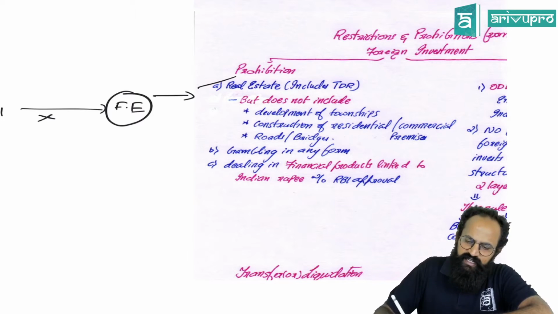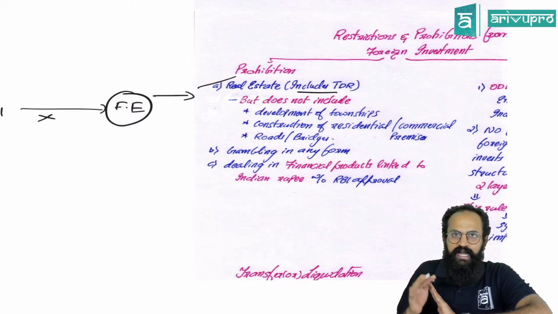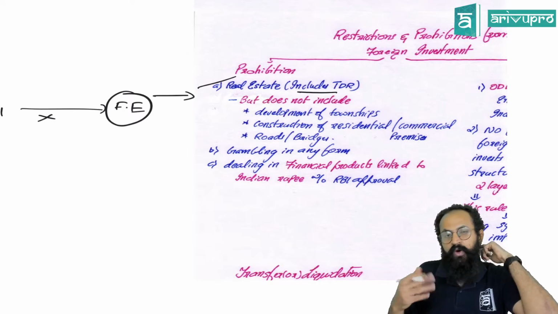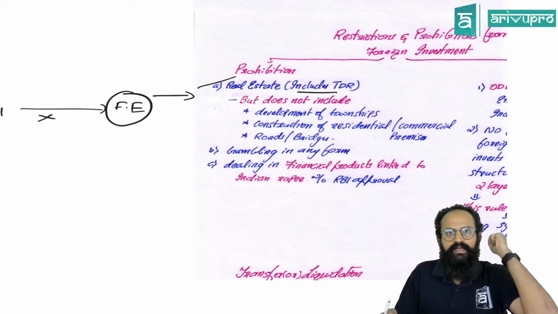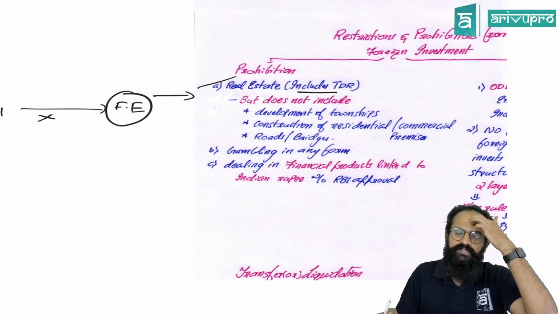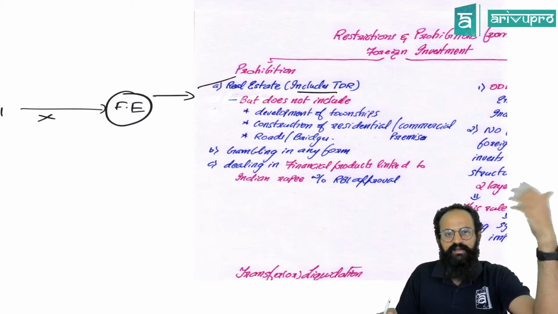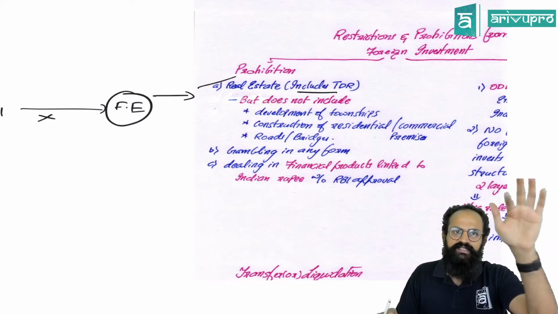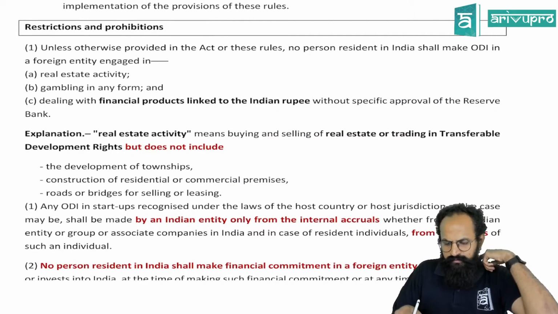Real estate includes TDR, that is transferable development rights. In the class, I have told you what TDR is. Basically, whenever the government acquires a land, it gives the landowner certain transferable development rights. Meaning, I have acquired your property here, and instead you can build something somewhere else. Those instruments are also considered as real estate itself.